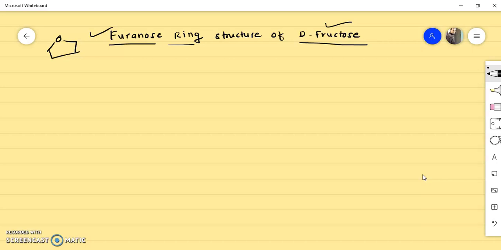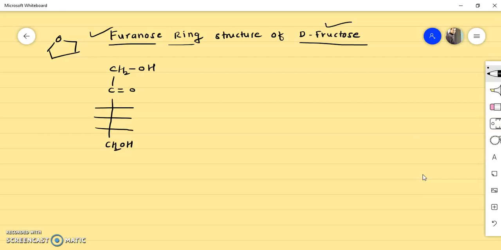So to draw the Furanose form of this D fructose, a very simple thing which we have to remember is the structure of the D fructose. So I will draw here the structure of the D fructose. You know, D fructose is a ketohexose, so it has 6 carbon atoms. So first carbon is a CH2OH, then second carbon is a free carbonyl group, and then I will draw like this. The last carbon is again CH2OH, and in between there are 3 carbon atoms.